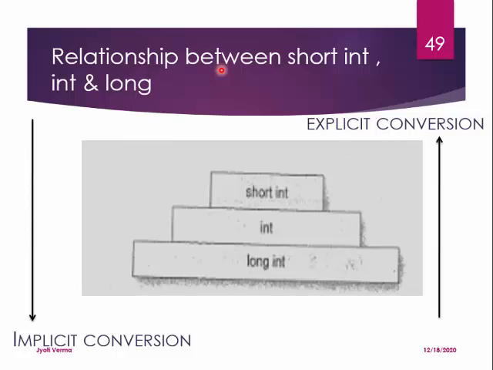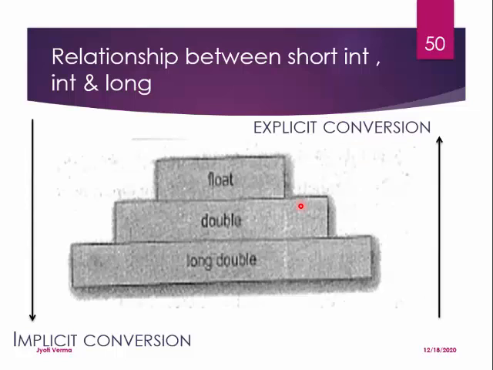So the relationship between short and long integer, that means what? Short integer is converted to integer and long integer by implicit type of conversion. Explicit is totally opposite, that is long is converted into integer, integer is converted into short integer.